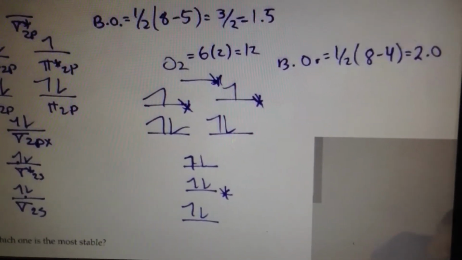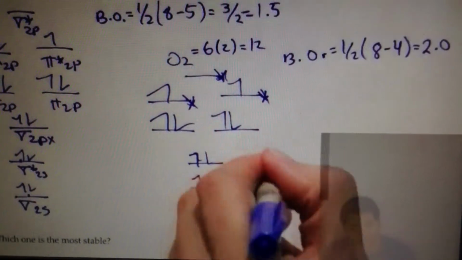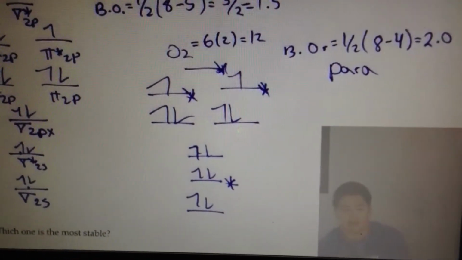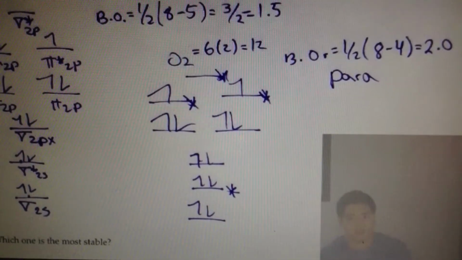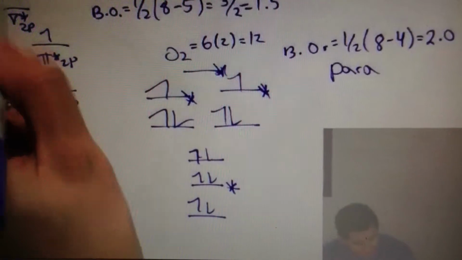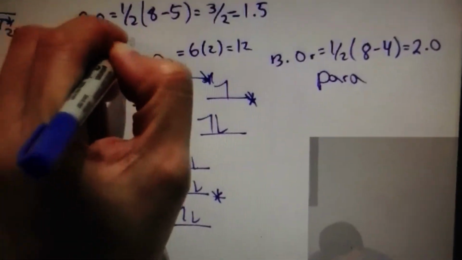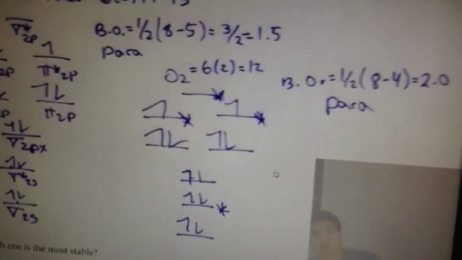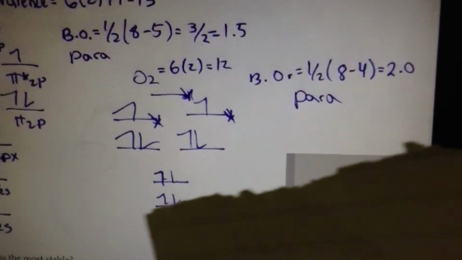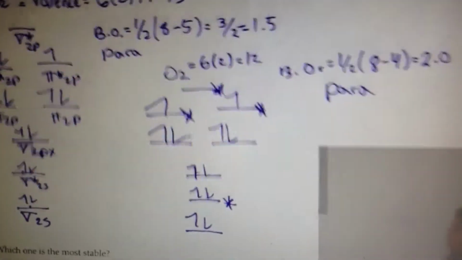Now another thing that you should be able to tell is that here O2 is paramagnetic. How did I know that? How did I know it's paramagnetic? It has unpaired electrons. What about O2 1 minus? It's also paramagnetic because it has unpaired electrons. So that's another question that they might ask, whether it's paramagnetic or diamagnetic. But that's something you're already supposed to know from chapter 8.